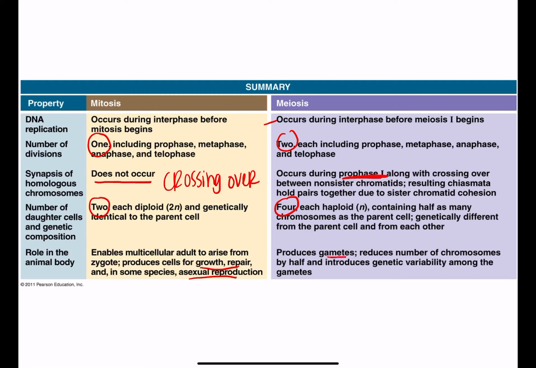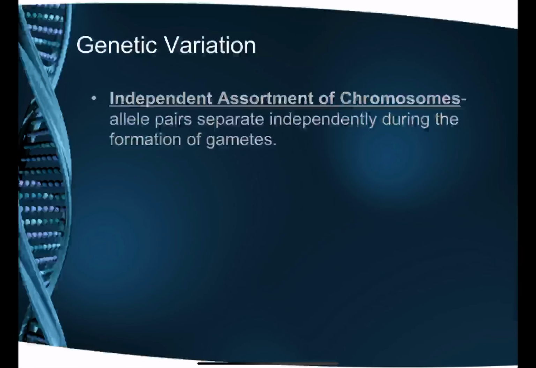So, when we talk about meiosis, there are 3 major things that allow for genetic variation. You know that all organisms are unique, right? Or all humans, all of a species are unique. I'm very different from my sister. Even though we both have the same parents and we both got our DNA from our parents, we are very different.